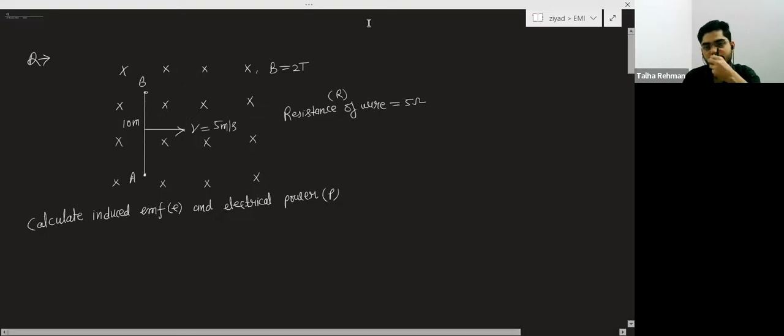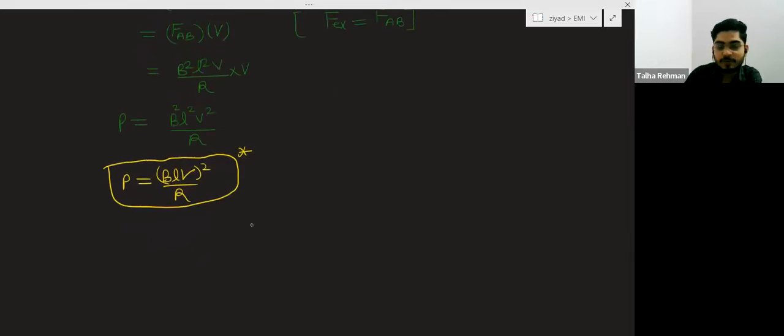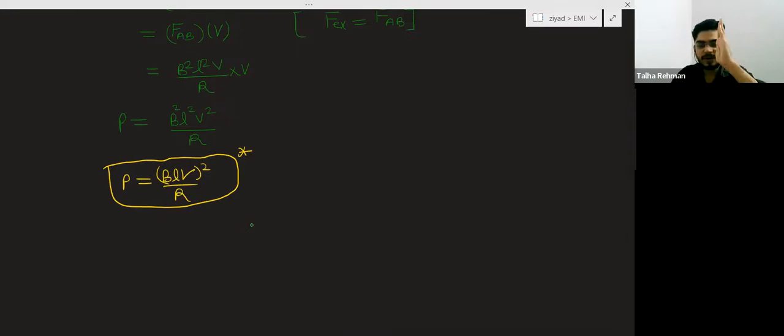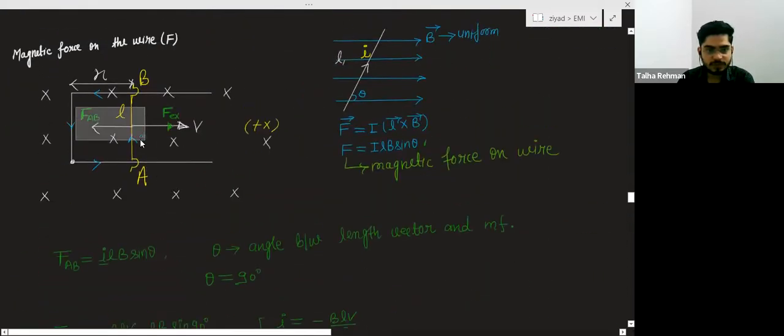One thing more I want to add here. This is the mechanical power, and this mechanical power is equal to the electrical power. Due to the induced current in the wire, there will be a magnetic force in this direction. See here, due to this force, the force on the wire is in this direction, but you are applying the force in this direction.